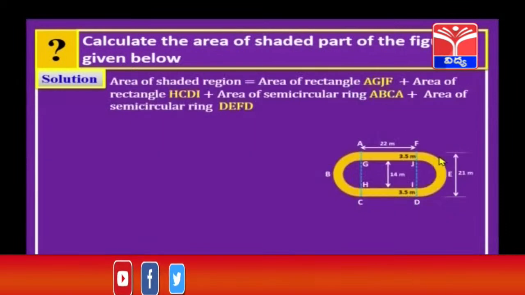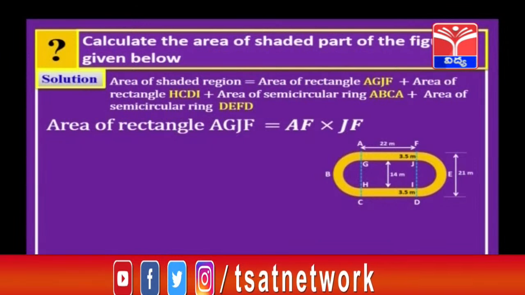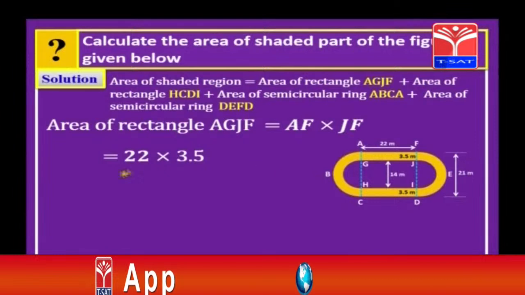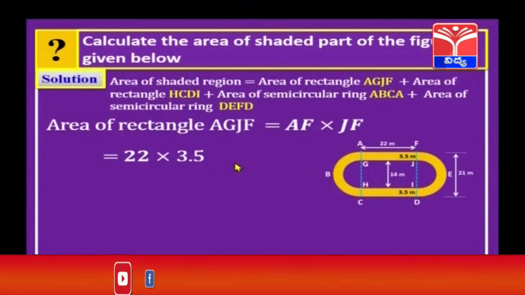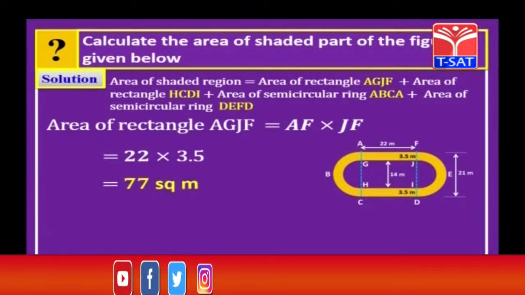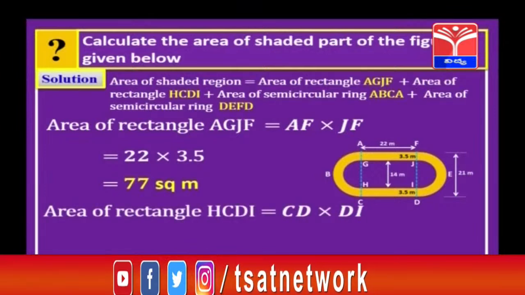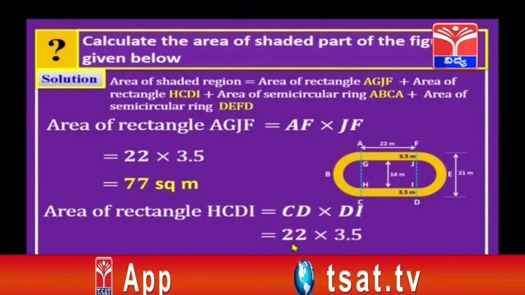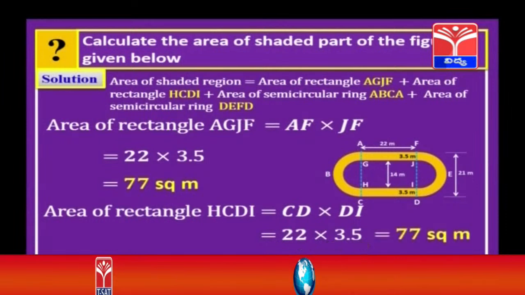So these four areas we will find and just add them up. Okay, children. Now let us see how to find them. So area of rectangle is length into breadth. So it is AF into JF. So we get 22 into 3.5 because AF is 22 and this width is 3.5. So 22 into 3.5. On multiplying it, we get 77 square meters. Similarly, the area of rectangle HCDI is CD into DI. Let us substitute the values again. They are also the same, that is 22 into 3.5. We get 77 square meters.